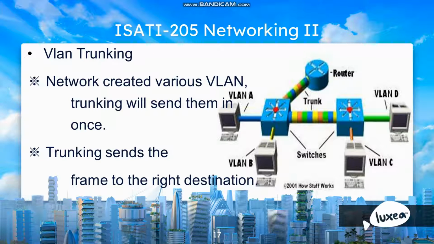And let's talk about VLAN trunking. VLAN trunking means that if the network has created various VLANs, trunking will send them all at once. For example, there are so many VLANs in a switch and each one needs its own link. However, that can cause complicated and numerous links, so we make a combined link and send everything through it. That's trunking. To distinguish each frame in the trunk, each frame is marked with its VLAN, and even though it is transmitted through the same port, trunking sends the frame to the right destination.